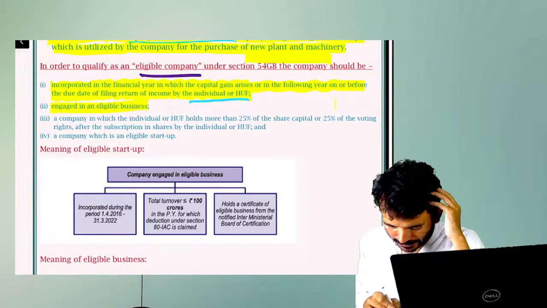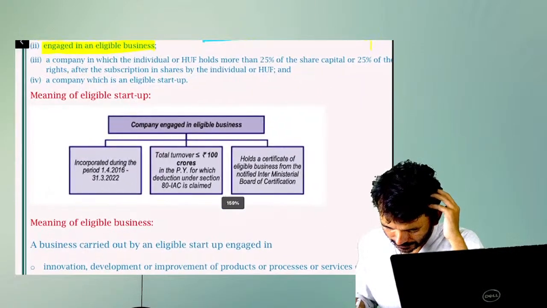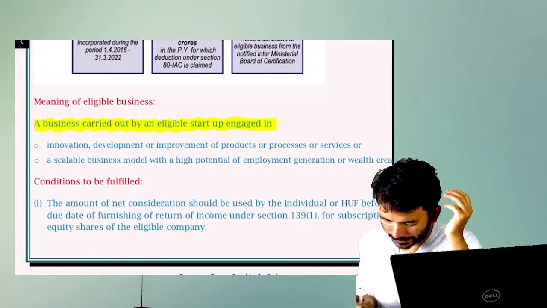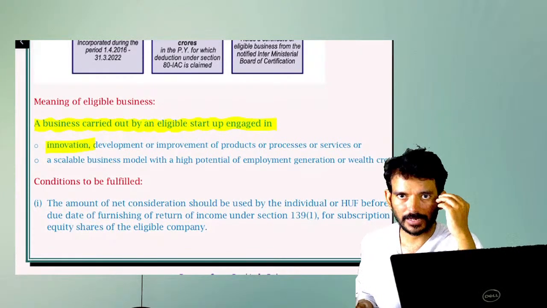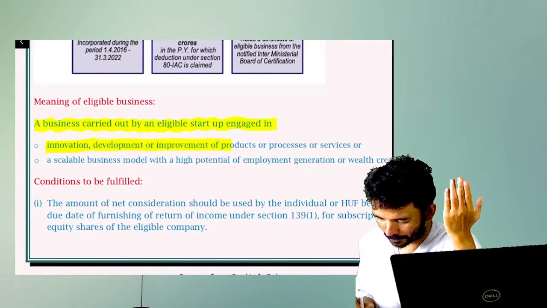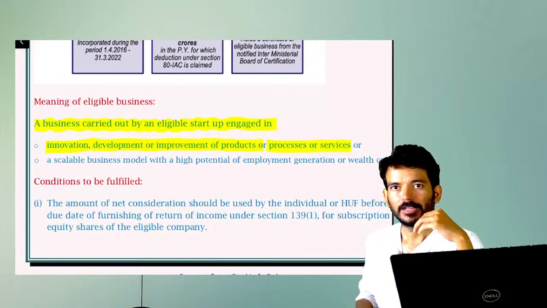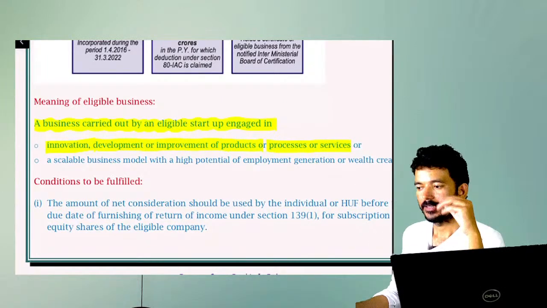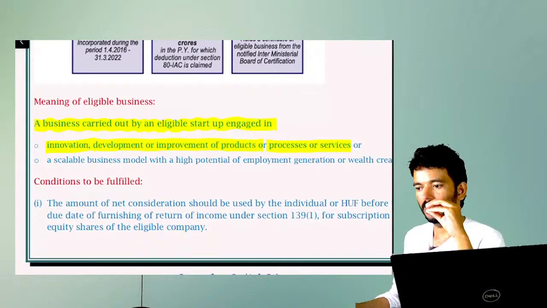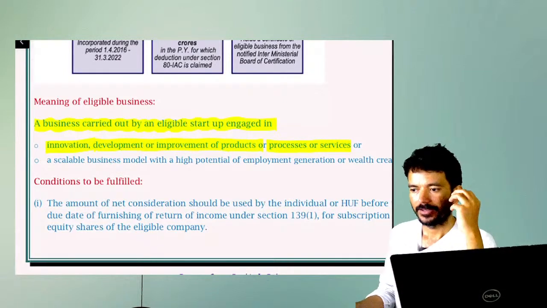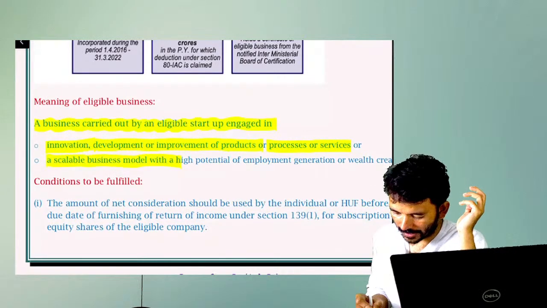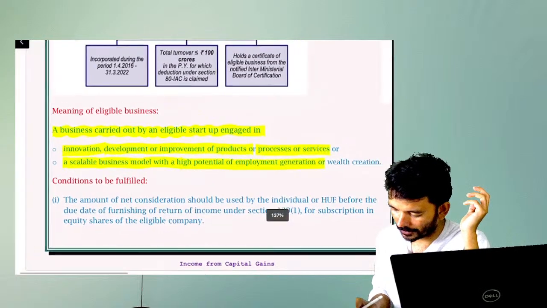Engaged in the eligible business. What do you mean by eligible business? A business carried out by an eligible startup engaged in innovation. There has to be some innovation, not like a fraud. Development or improvement of products or processes or services. In this digital era, in this technology era, you try to innovate something, a new product, a new innovation, new technique or something of that sort. Okay, not just selling a random thing. A scalable business model with a high potential of employment generation or wealth creation.